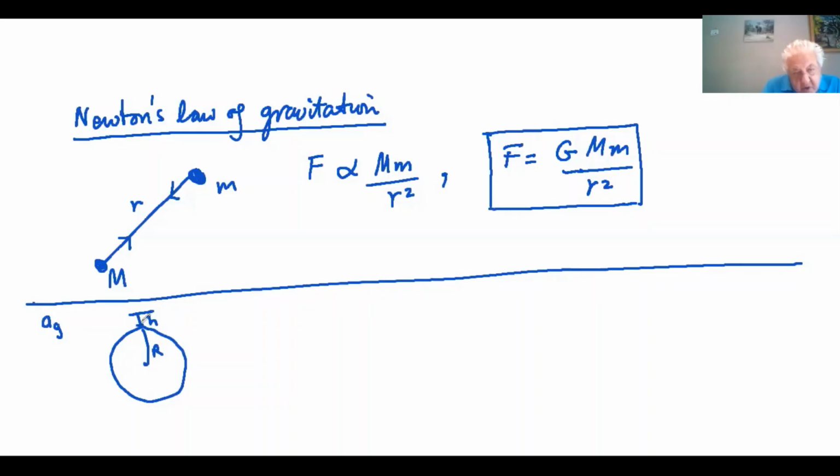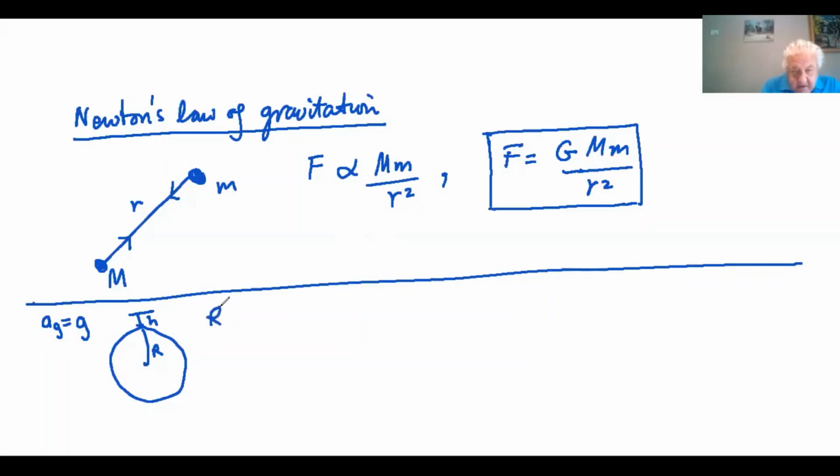Now ag will vary according to the height, but for distances close to the surface of the Earth, to a good approximation, the acceleration due to gravity is constant. If you go tens of miles away from the Earth, you start to notice that g will diminish. From Newton's law of gravitation, the gravitational force decreases as you move away, and so does the acceleration due to gravity. But close to the Earth, to a good approximation, we can take the acceleration due to gravity to be g.